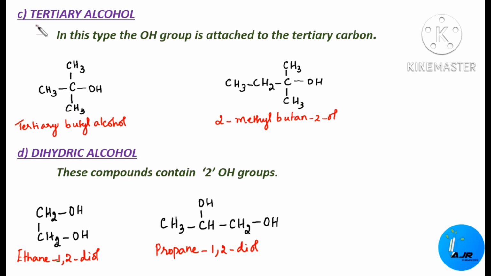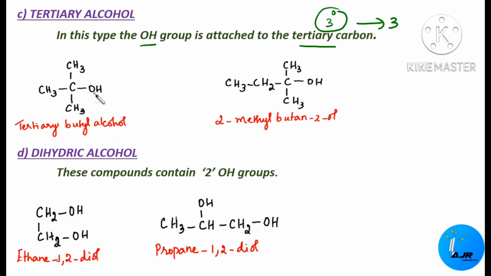Understood, students? Now the next one is the tertiary alcohol. In this type, the OH group is attached to the tertiary carbon atom. Tertiary carbon means this carbon atom will be linked to 3 more carbon atoms. Okay, now let us see the example.